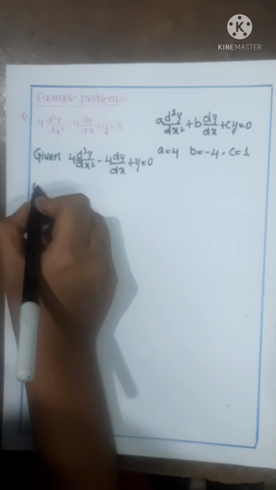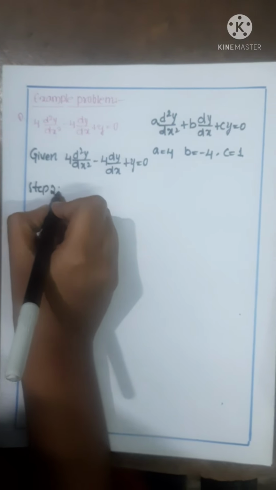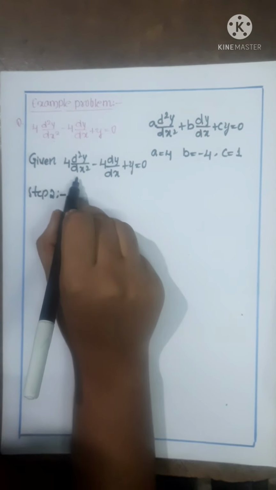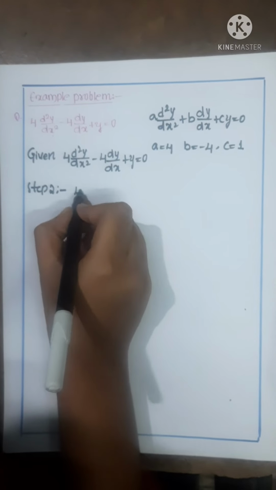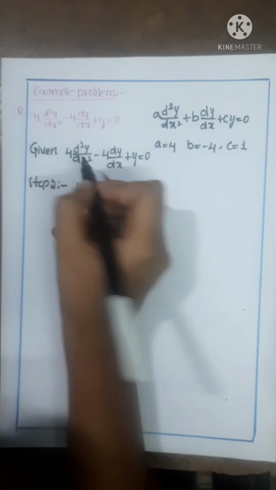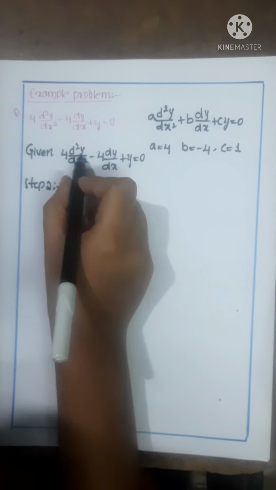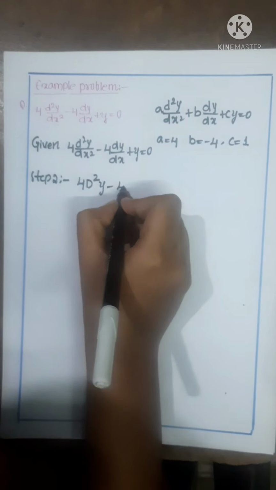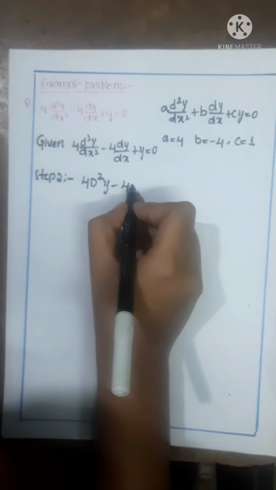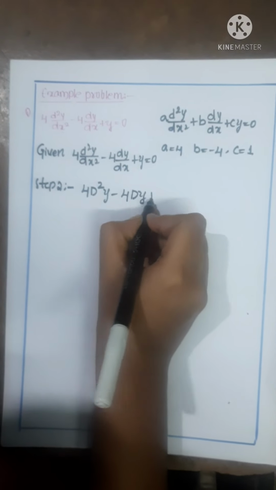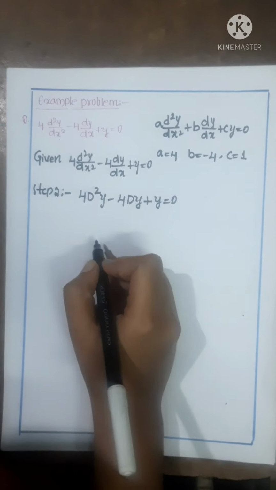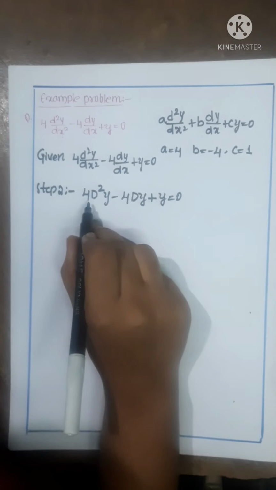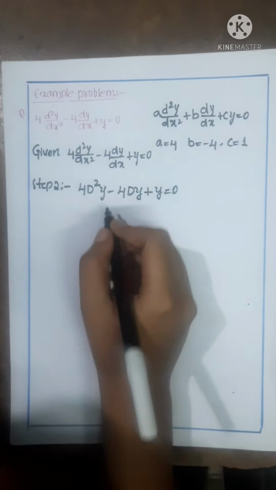After that, step 2. Step 2 is to replace the first and second derivatives with capital D and capital D square respectively. So we replace d square by dx square with capital D square acting on y, minus 4 into d by dx we replace with capital D acting on y, plus y is equal to 0. So this is the equation after replacing D and D square.